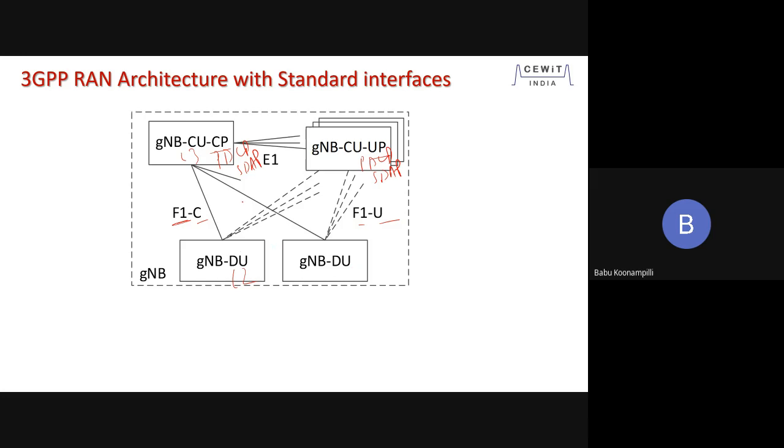These are the various interfaces. There is also E1, another interface defined between the control plane and the user plane function of the CU. So that forms all the intra G node B interfaces.